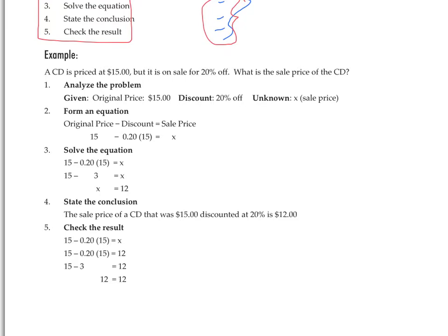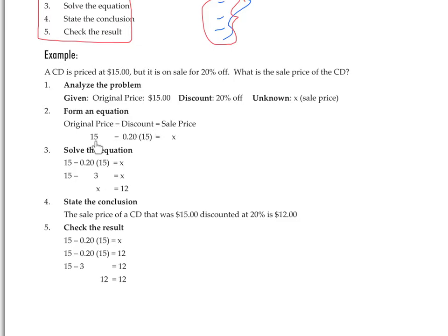To analyze the problem, we're going to decide what information we already have. We already have an original price, $15. We know there's a discount. What is unknown is the sale price. So form an equation. Well, how do we know how these things relate together? And this is one of the formulas we had. The original price minus the discount equals the sale price.